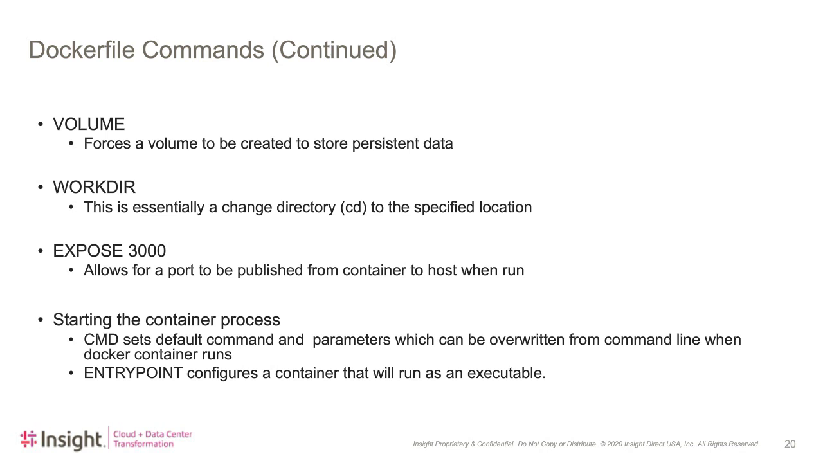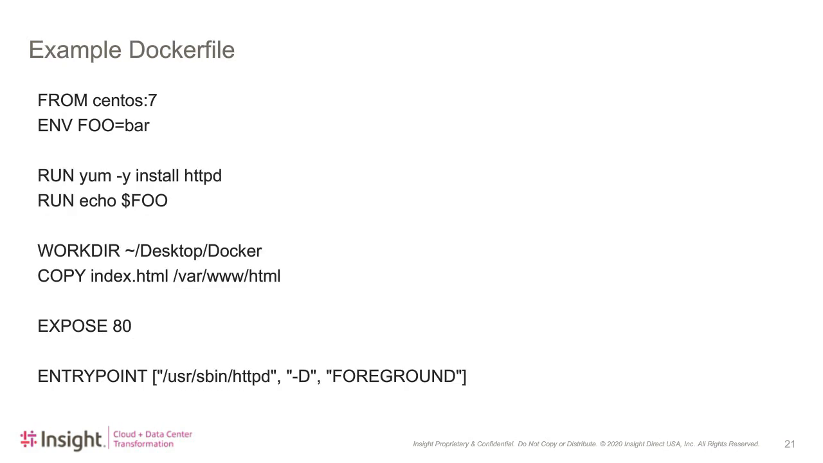So what I've done here is put together an example Dockerfile. You can see we're using CentOS 7 as our base environment. We're setting some environment variables. We're running some yum commands to install HTTPD, which is a web server. We're echoing a variable here. We're setting our working directory. We're copying a file from our build machine into /var/www/html. We're telling it that it has to expose port 80, and we're setting our entry point, which is really the executable directory for the web server there.